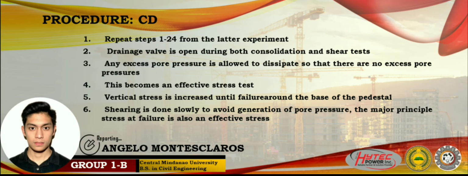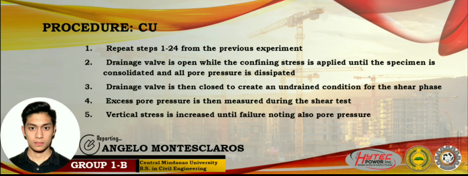So make sure that shearing is done slowly to avoid generation of pore pressure. The major principal stress at failure is also the effective stress. For the consolidated undrained test, repeat everything from steps 1 to 24. However, the main difference is the drainage valve is open during the confining, while the confining stress is applied until the specimen is consolidated and all the pore pressure is dissipated.